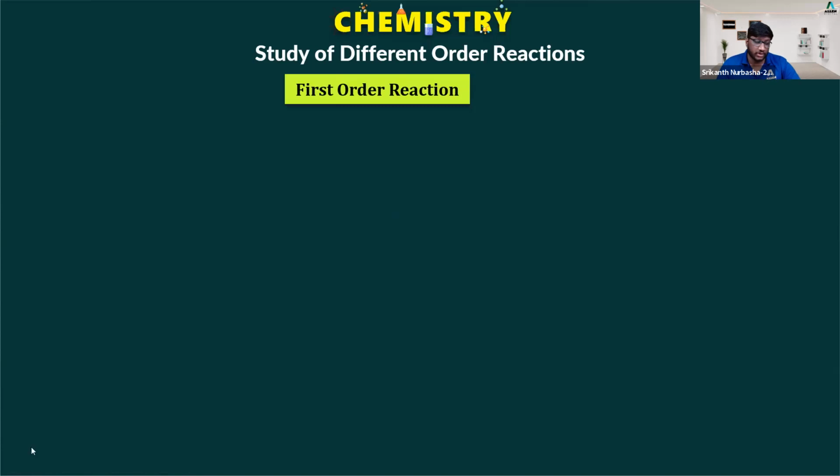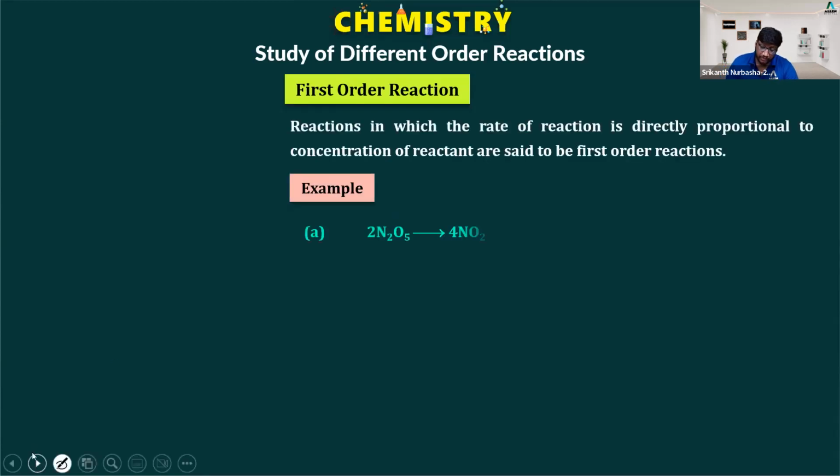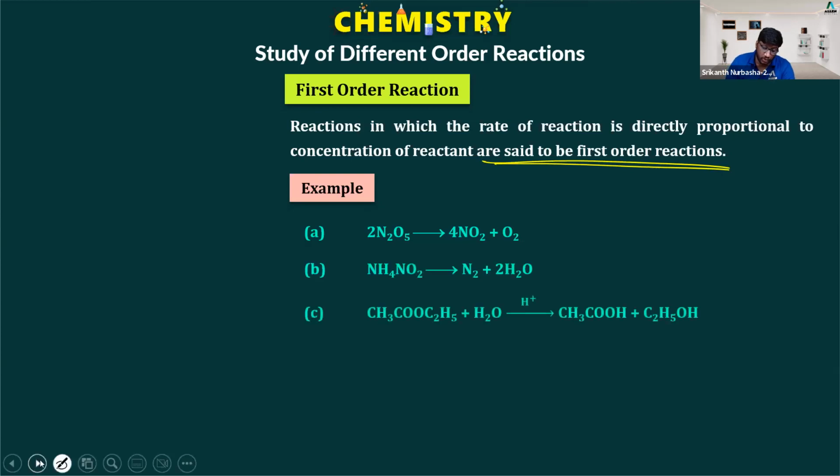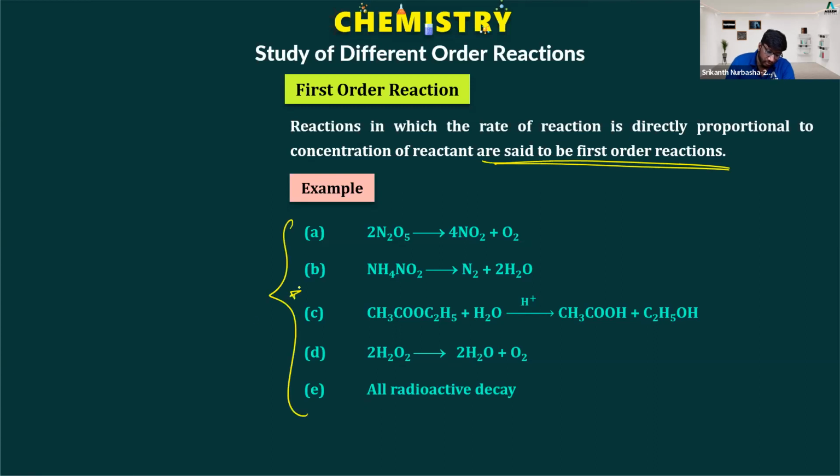Let us proceed with the first order reaction. First order reaction means first you have to think about the examples. Reactions in which the rate of the reaction is directly proportional to the concentration of reactant are said to be first order reactions. 2N2O5 gives 4NO2 plus O2. NH4NO2 gives N2 plus 2H2O. Hydrolysis of ester in acidic medium is a pseudo first order reaction. 2H2O2 gives 2H2O and O2, and all radioactive decay. These are first order reactions.